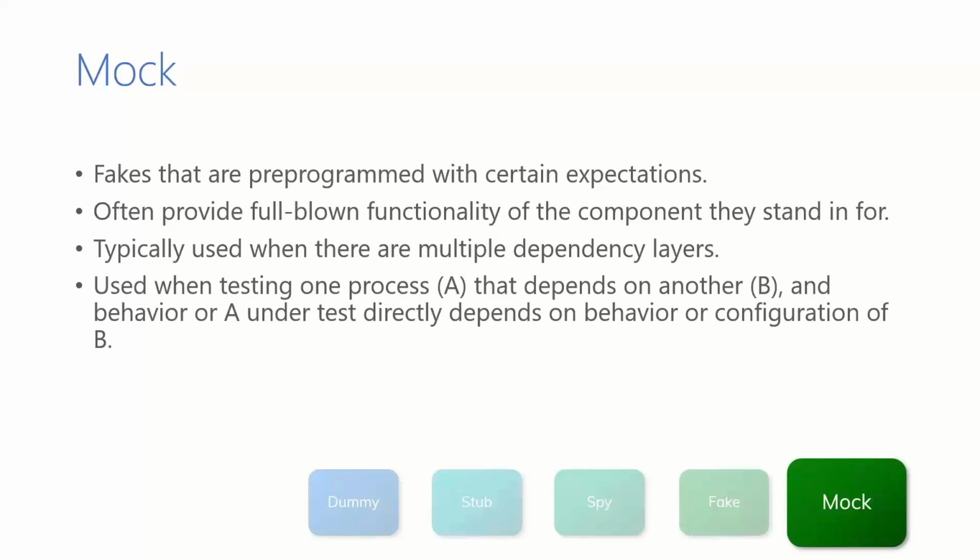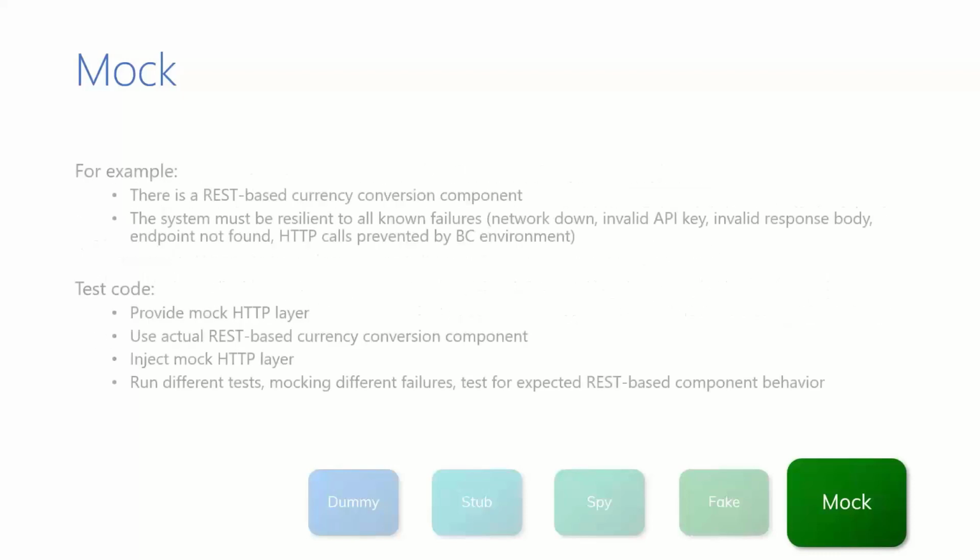So for example, you have one process, A, that depends on another process, B. But the behavior of A does not just depend on results of B. It directly depends on the behavior or configuration of this B. So you really need to test multiple things. Like, for example, imagine that we have a REST-based currency conversion component.